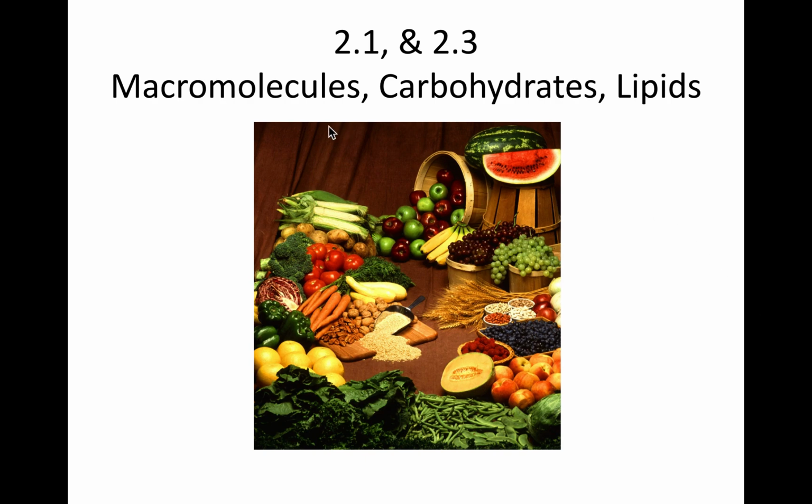We're going to be talking about macromolecules, carbohydrates, and lipids. I'm going to break it into two videos. So first we'll focus on 2.1, which is about macromolecules in general. And then the second video will be 2.3, which will be about carbohydrates and lipids.